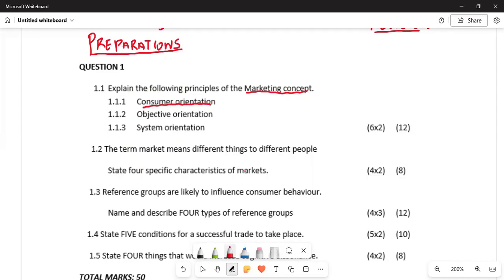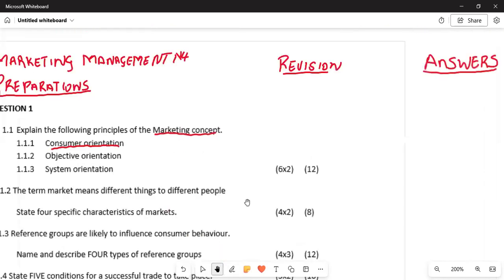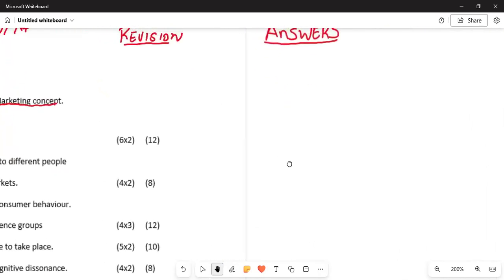With consumer orientation, employees are trained to be aware of consumer needs. This is where we take consumer needs into consideration. In the eyes of the consumer, the employee is the business. So make sure that you treat customers as kings and queens. Consumer orientation: you put the customers first. So now let us go to our answer book and try to answer the question.